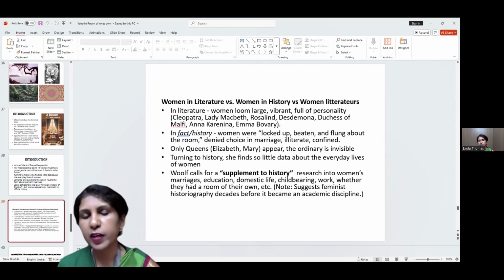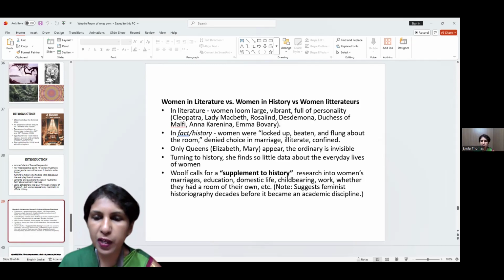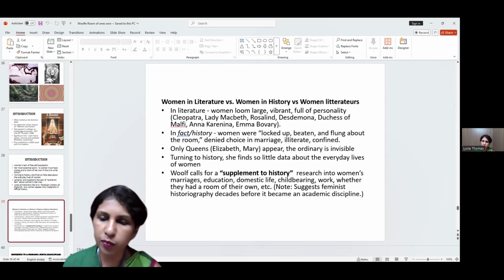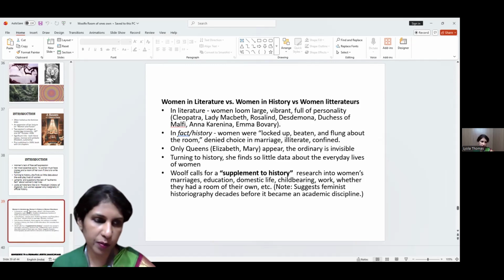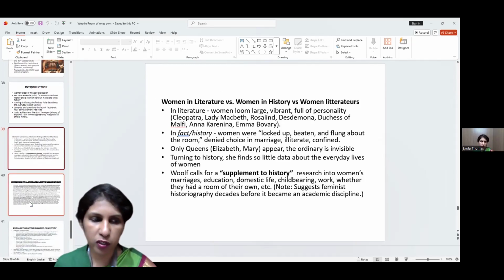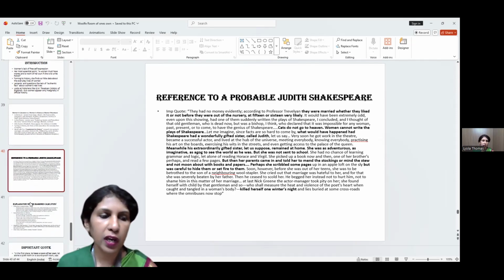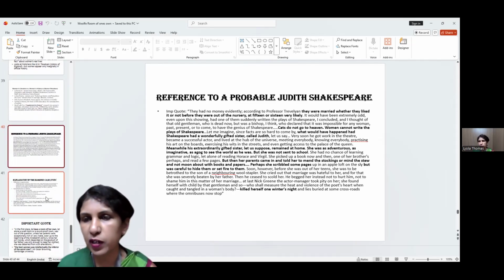And she makes a call that we have to supplement this history by doing adequate research into women's marriages, education, domestic life, childbearing, work, and whether they have a room of their own, whether they have a space of their own, and suggests feminist historiography. She suggested this decades before it became an academic discipline, and we can thank her for this foresight and thought.